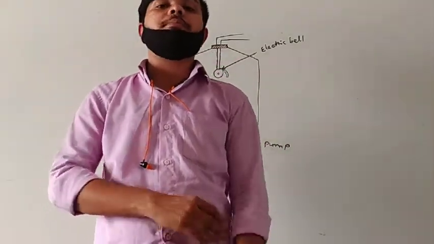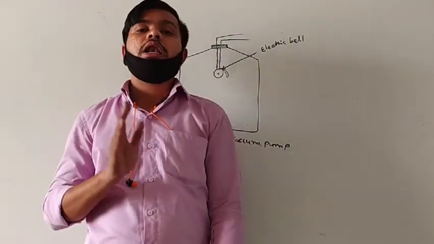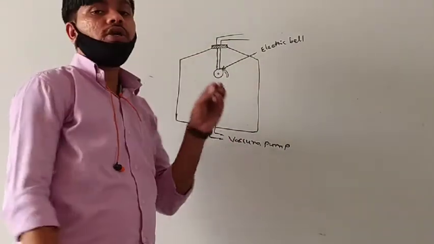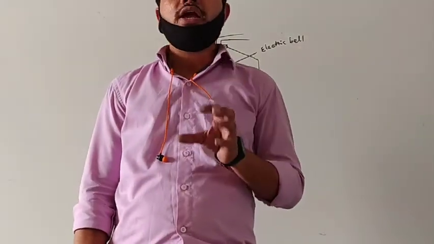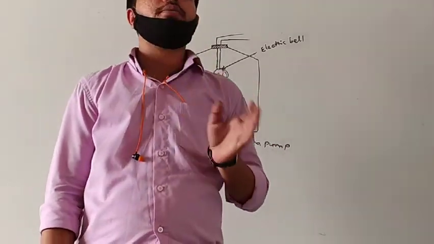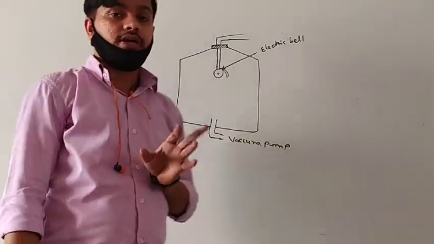Sound waves need a medium to propagate. They can be easily propagated in air, liquid or a solid. For that, the activity is there. Take a bell jar and put an electric bell inside of it. It should be purely airtight, so that air can't come inside or go outside of it. Just connect a vacuum pump with it.